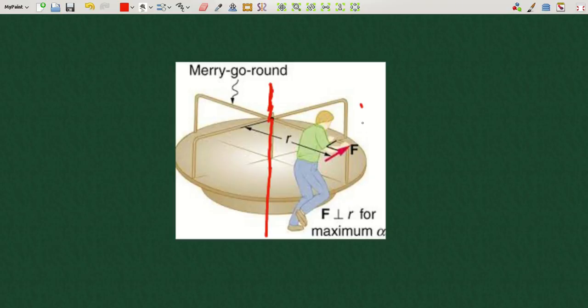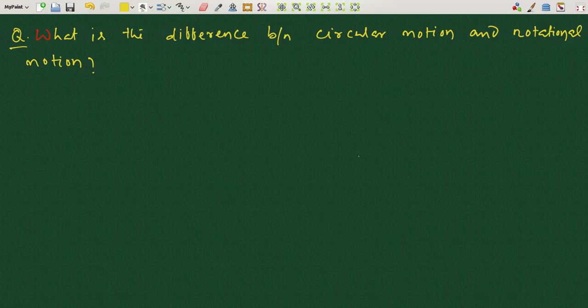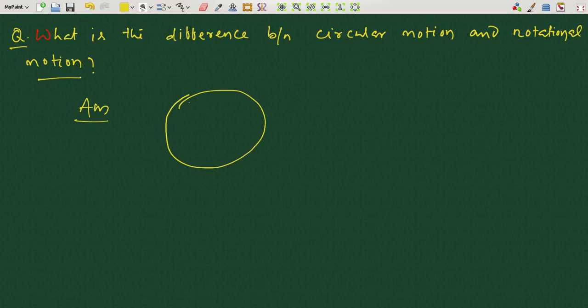But what is the difference between rotational motion and circular motion? Let's see the difference. What is the difference between circular motion and rotational motion? Can anyone among you say? Okay, let's see, I'm answering now. The difference is very simple. This is a circular path, and this is the center of the circular path.